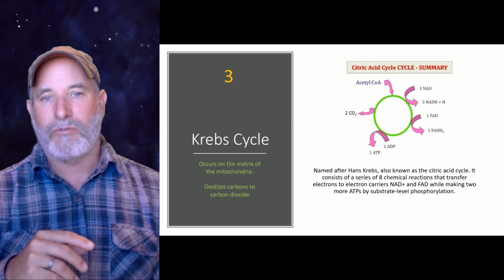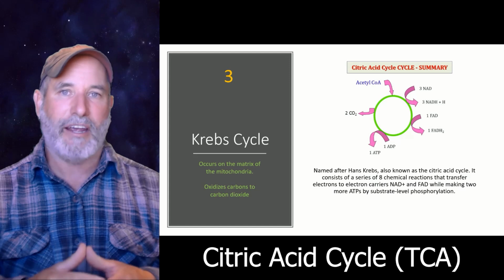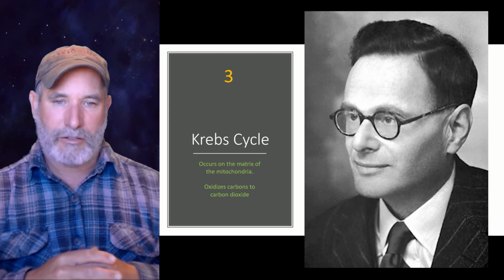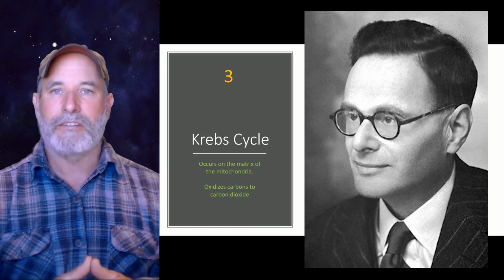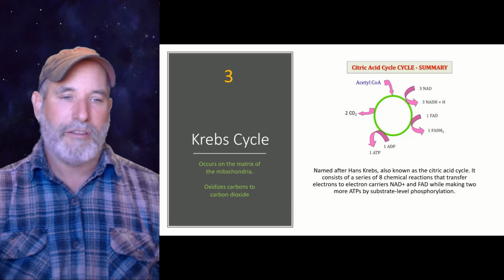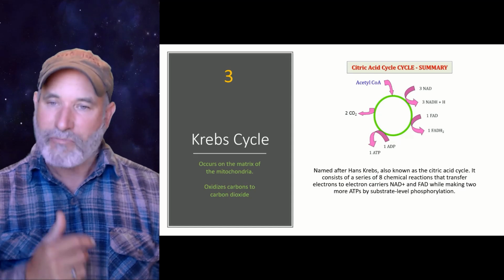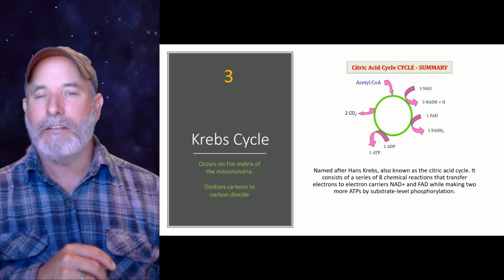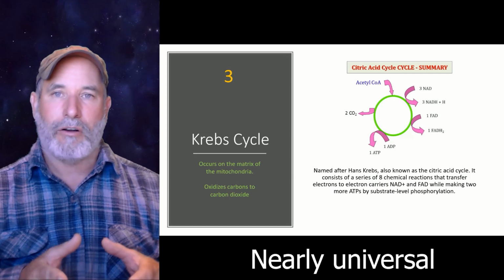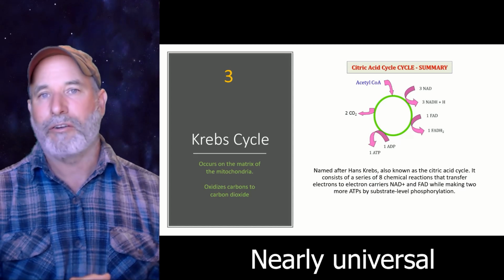Now, here's where we come into the Krebs cycle. This is also called the citric acid cycle because it goes round and round and round and it makes citric acid. It took Hans Krebs nearly a decade of his life to figure out the chemical steps involved with this, and he actually earned a Nobel Prize for his work. And interestingly, the citric acid cycle, like glycolysis, occurs in most living things. Even though it occurs inside the mitochondria in eukaryotes, many prokaryotes carry out the Krebs cycle.